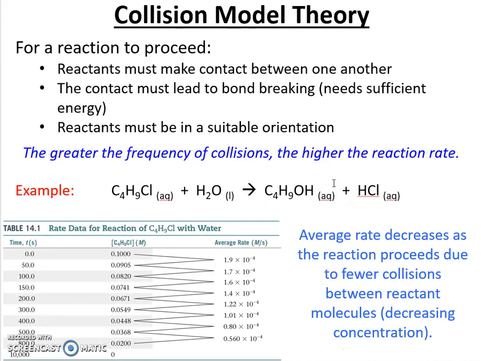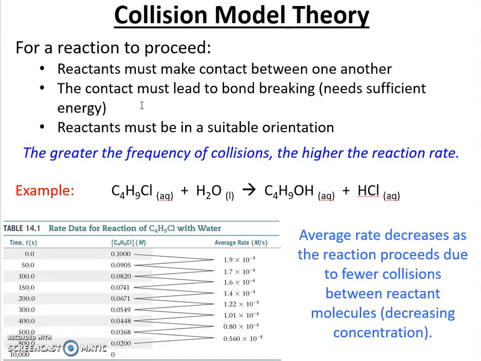Now this all brings us to the collision model theory. We have to think about how a reaction proceeds. One, those reactants must make contact with one another. They need to bounce into one another, and the more they bounce into one another, the greater that reaction rate. The contact between those two reactants must lead to some kind of bond breaking. There has to be sufficient energy that bonds are broken and new bonds could end up being formed. Third, the reactants need to be in a suitable orientation. They have to hit in a precise orientation for the reaction to proceed as it should.